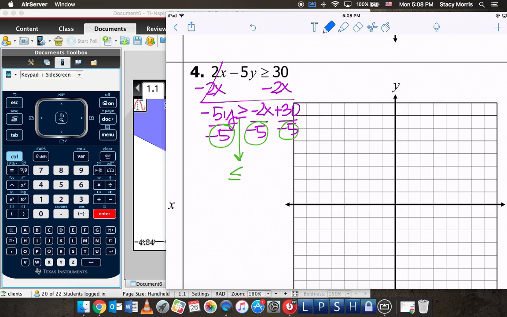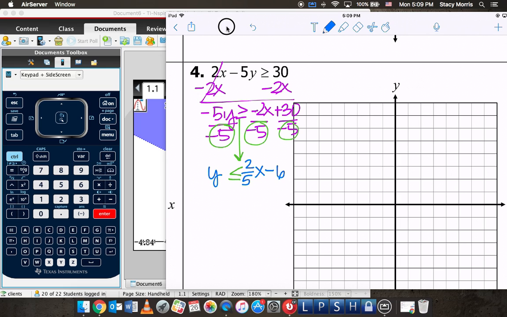So we're going to simplify this. We get y is less than or equal to a negative 2 divided by a negative 5 would be positive 2/5 x. Positive 30 divided by negative 5 is negative 6. From there, we can graph.